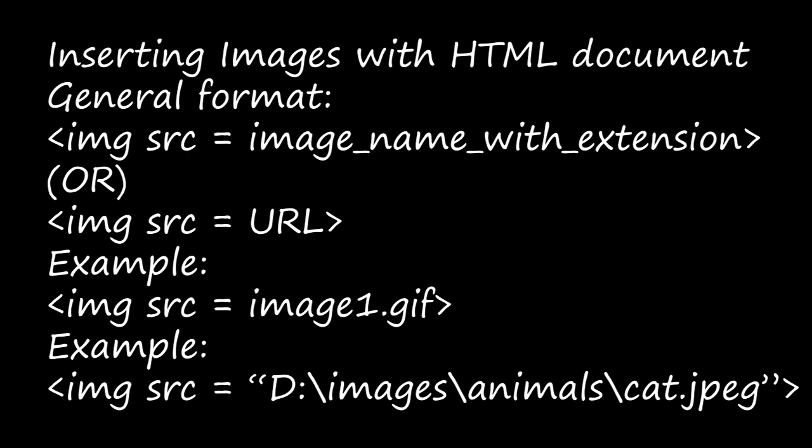The src attribute is the main attribute. Here we specify the file name of the image which is inserted. If the image is not in the current working folder, that means the folder where you save that HTML document, you have to mention the path of the file also, or the URL where the file is available.